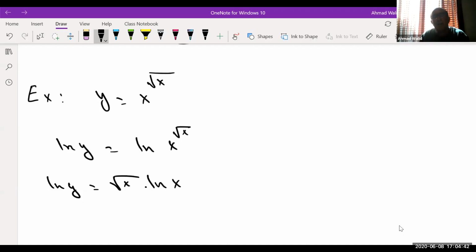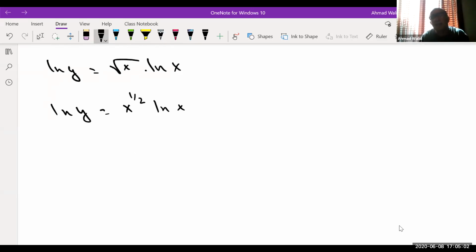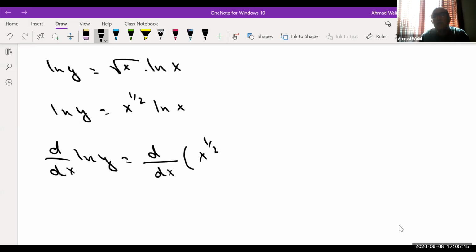Instead of a square root of x, you can write x to the power of 1/2, right? You can do that. Ln y equals x to the power of 1/2 ln x. Now, take the derivative implicitly in respect to x, or differentiate implicitly in respect to x. d dx of ln y equals d dx of x to the power of 1/2 ln x.